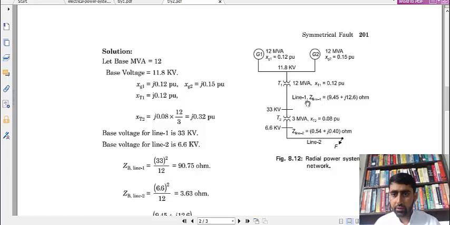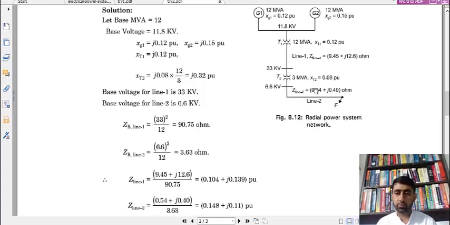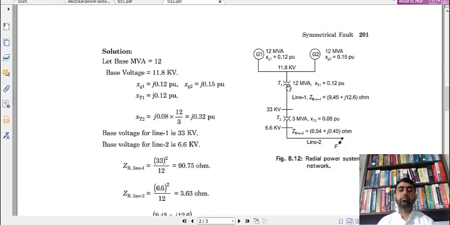Its line impedance is given as 9.45 plus j12.6 ohms. It is to be converted to per unit value. Then transformer T2, its transformer ratio is 33 by 6.6 kV, it is 3 MVA, and its reactance is 0.08 per unit. There is another line whose rating is 6.6 kV, and its impedance is given as 0.54 plus this. So we first convert all these impedances, voltages and powers into per unit values, and then we will formulate the circuit and solve it.